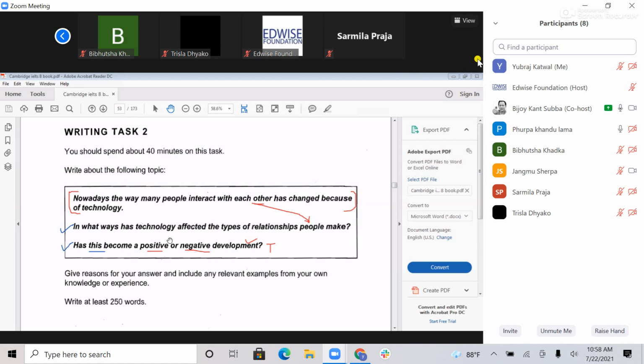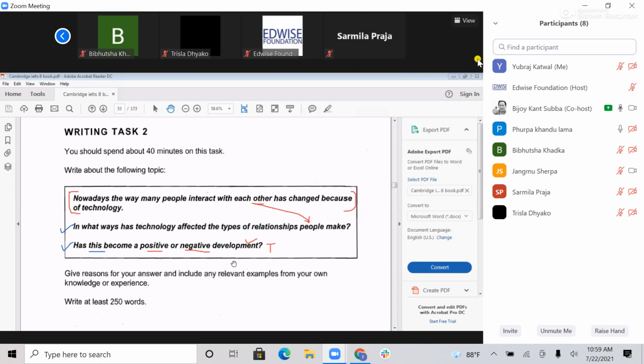Another way you could write is, let's say in body paragraph 1 you could write about how technology has affected the relationships people make, both positive and negative. And in body paragraph 2, you could write about whether it has been a positive or negative development. Or body paragraph 1 could cover the positive effects of technology, and body paragraph 2 the negative effects of technology in building relationships. Then the positive or negative development can be written in the conclusion, either way.